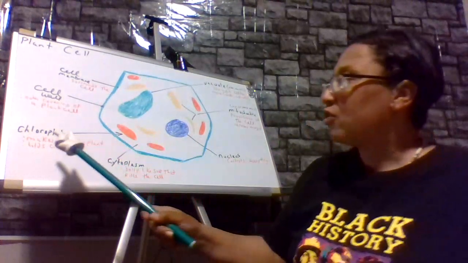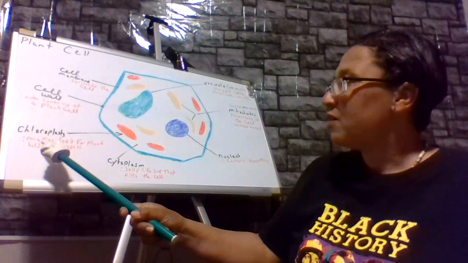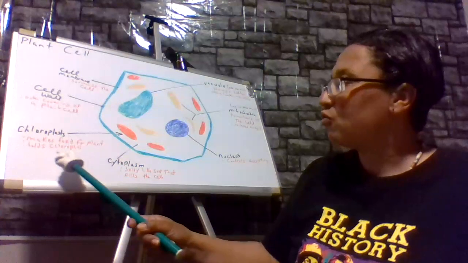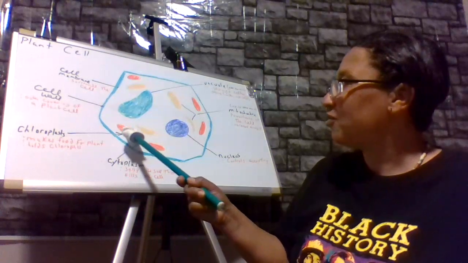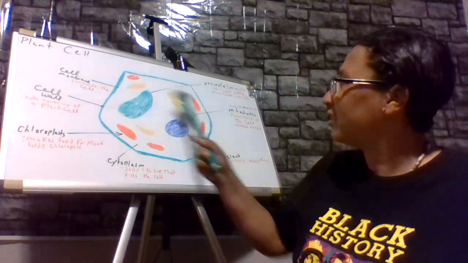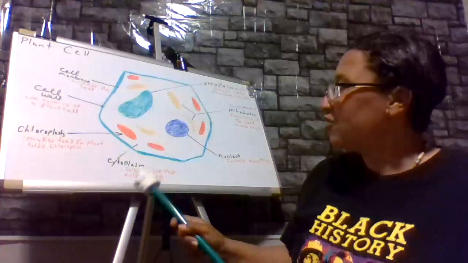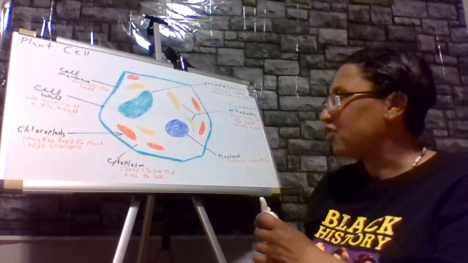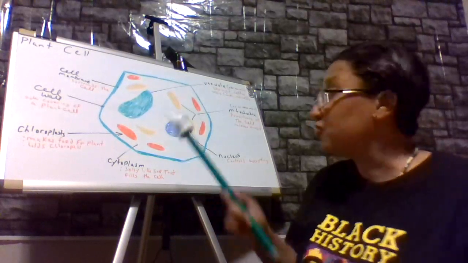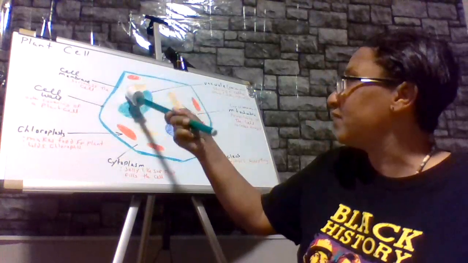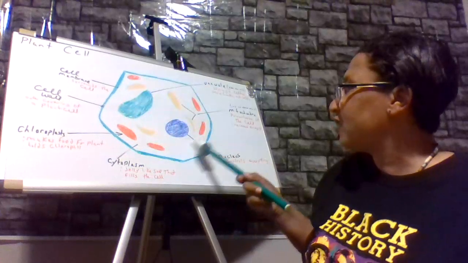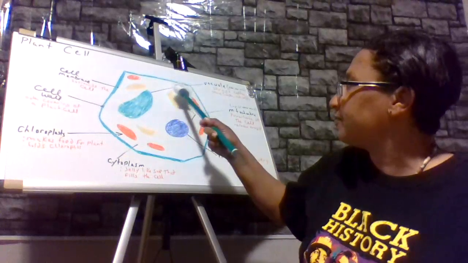We then have the chloroplasm, which makes food for plants, and it holds chlorophyll. That's these little red dots that I've so kindly made for this. You have the cytoplasma, which is a jelly-like substance that fills the cell. So all this empty space in here, that's the cytoplasma, all this in here.